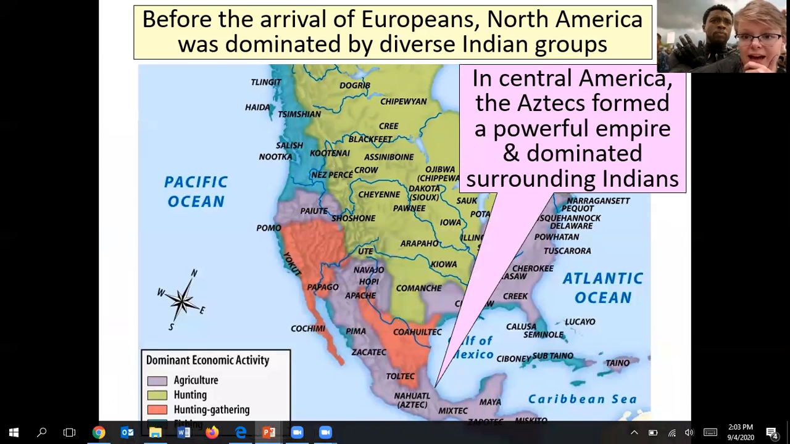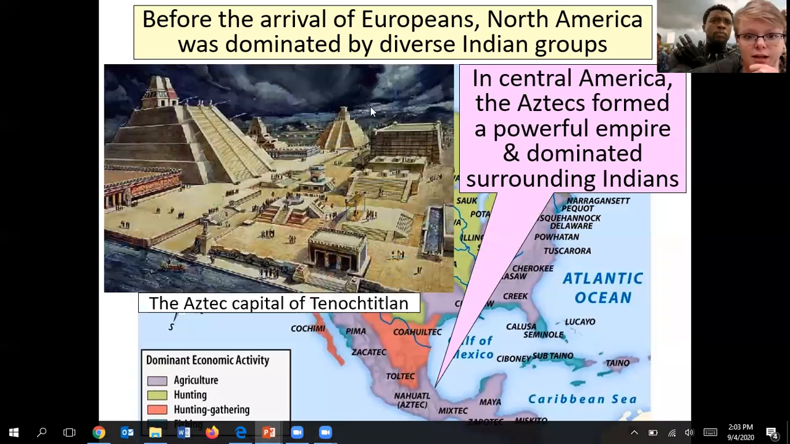In Central America, the Aztecs formed a powerful empire and dominated surrounding Indians. We talked about the Aztecs. We talked about the Mayans and the Olmec. And then the Incans, who are going to be further south in actual South America. Here's the Aztec. This is Tenochtitlan. Here are our massive pyramids and our shrines to the gods, which we believe they got from the Mayans.